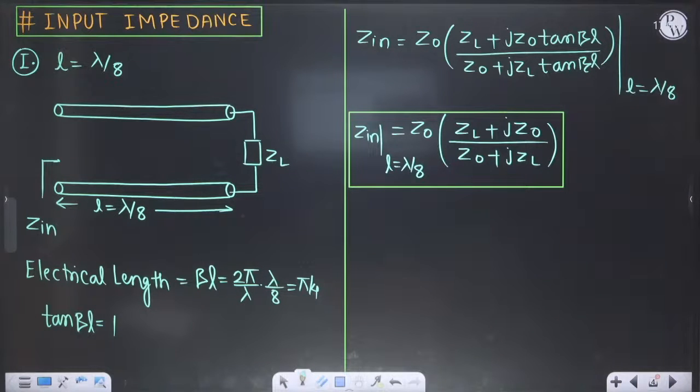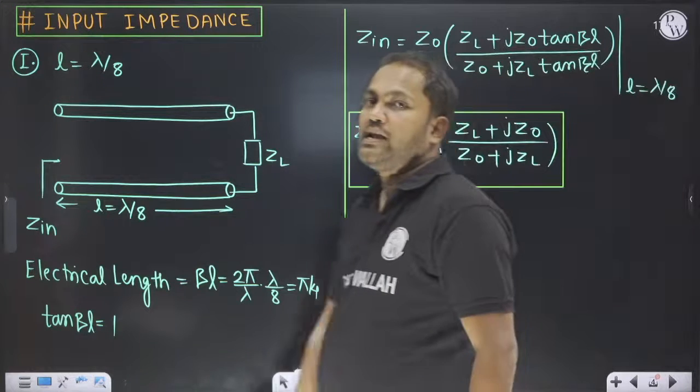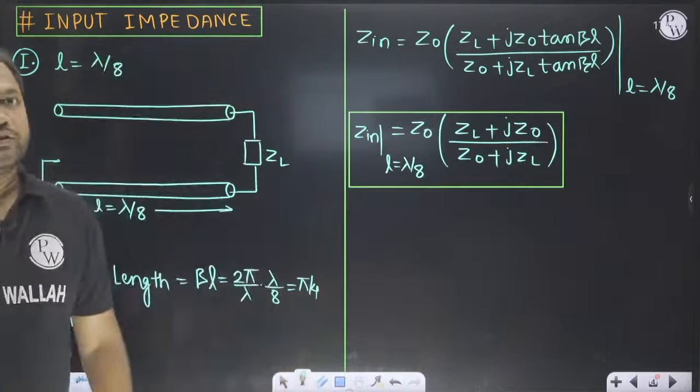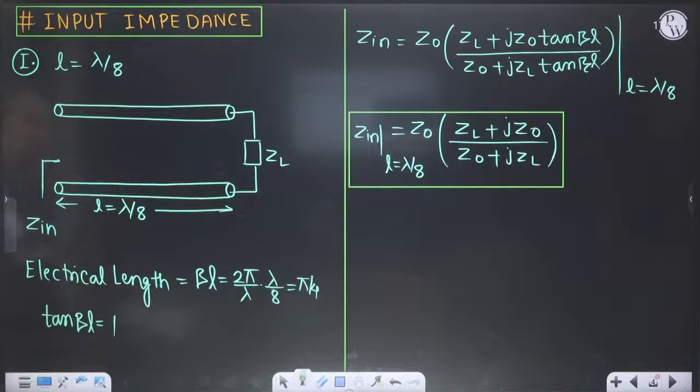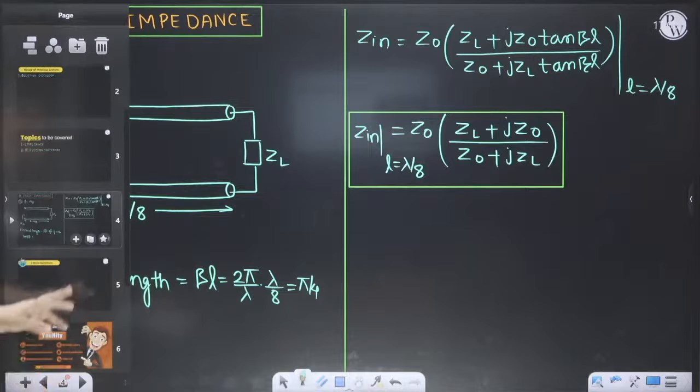Then after that we have the second length. Second length is lambda by 4. You can pause the video and write it down. I will go for the next point.